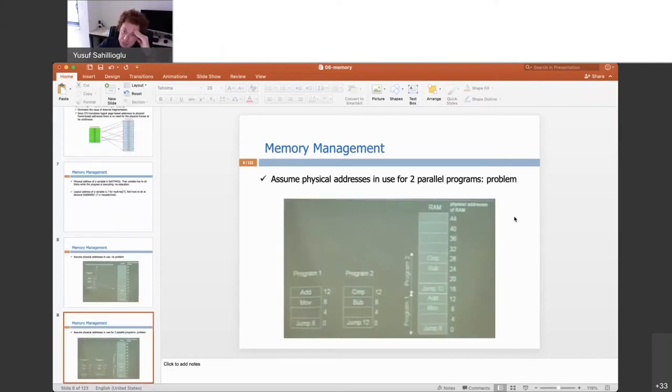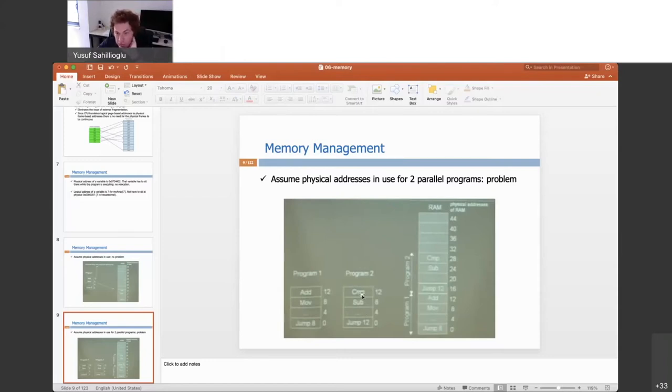However, problems begin when you have two or more parallel programs. In this example, even two will fail you. So what is the problem here? I put this program first from 0 to 12, then I put this other program here. But the problem is, within this program, for instance, I have this jump instruction to index 12.